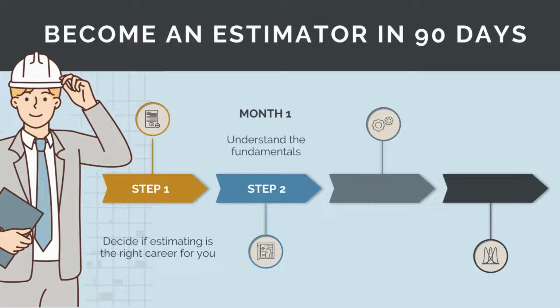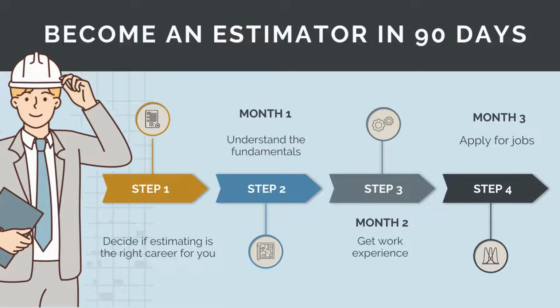After understanding the fundamentals, in the next month, focus on getting work experience. We'll teach you how to get work experience through your existing job, find some remote estimating work, or to undertake some free practice projects we can set you up with. And finally, step 4 is to apply for jobs. Research jobs, write a CV and cover letter, and then apply. Find the job that best suits you and what you're looking for in your career. Let's now quickly go through each of the steps in more detail.